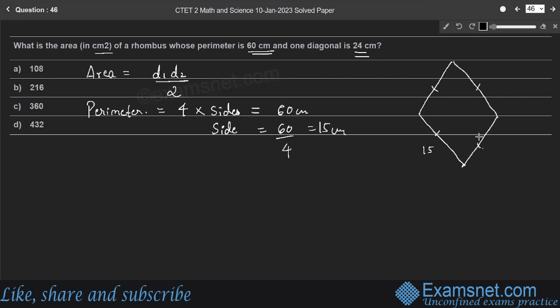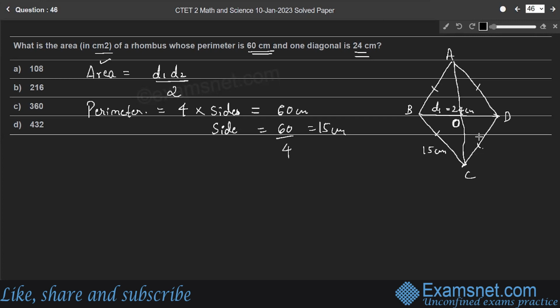So each side measures 15 centimeter. And one diagonal is given. So we'll consider one diagonal as D1, which is 24 centimeter, right? So to find area of a rhombus, we need one more diagonal, right? We'll draw one more diagonal. So we'll name the rhombus as ABCD and their point of intersection as O.